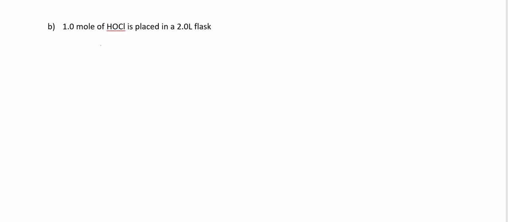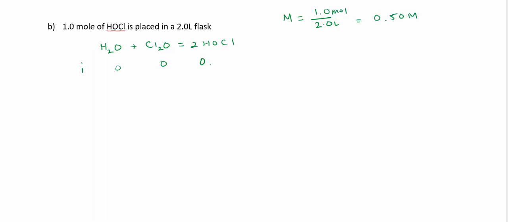This one goes a little bit faster and is a little bit easier. So I'm starting with the same equation. I have water, dichloromonoxide, and that forms this product. Initially, I have none of my reactant, and I have 1 mole of product in a 2-liter flask. So 1 mole in a 2-liter is a 0.50 capital M molarity, and that's what we're working in here. So I'm going to add x's to my reactant side, and I'm going to subtract x's from my product side, so that at equilibrium, I have these values.